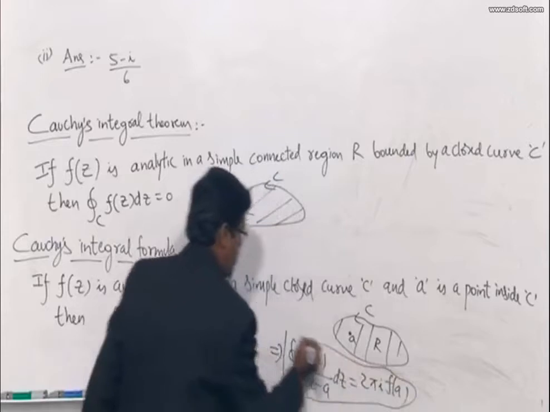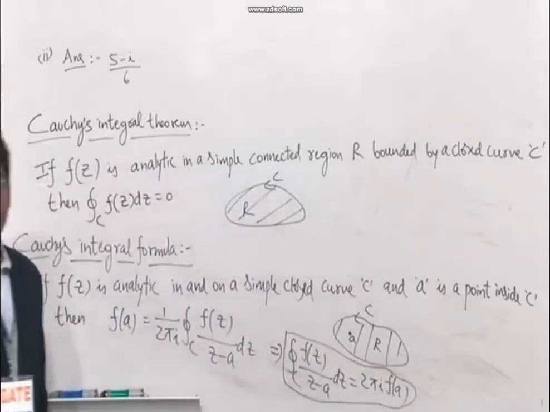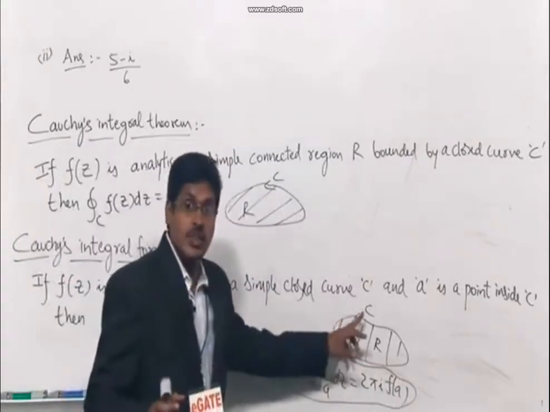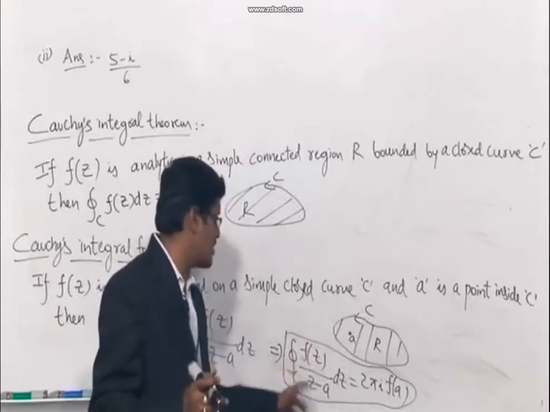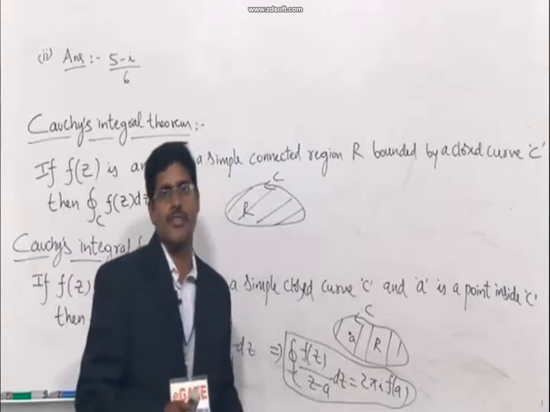Just keep this result in a box. That is very important. That means f of z is defined at z equal to A, but f of z over z minus a is not defined at z equal to A. Still that integration value is given by 2 pi i into f of A.